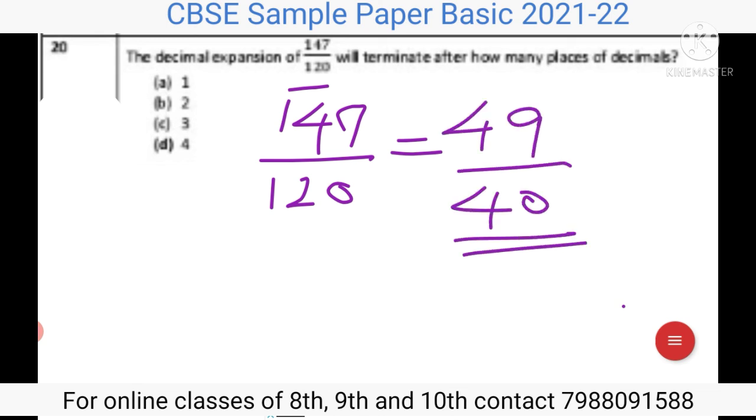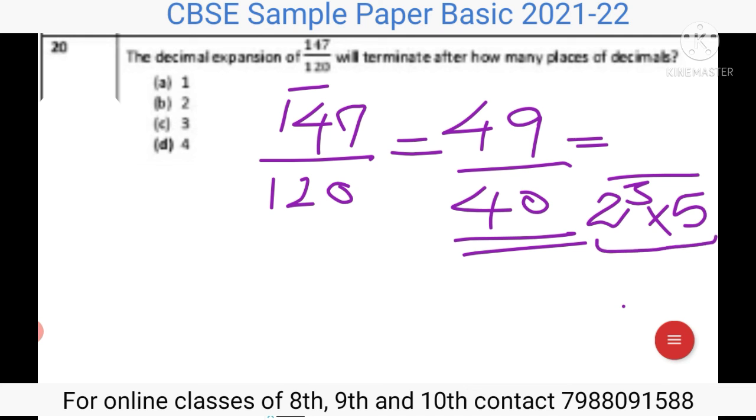Now we need to check this. The denominator can be written as 8 into 5, that is 2 cube into 5. So clearly it will terminate after 3 decimal places if we complete 3 powers in the denominator. So C is the right option.